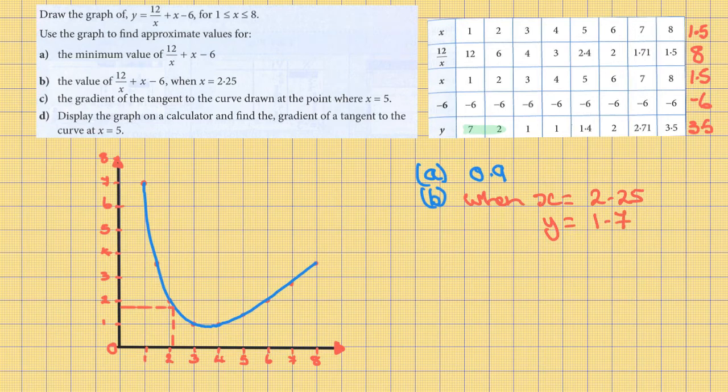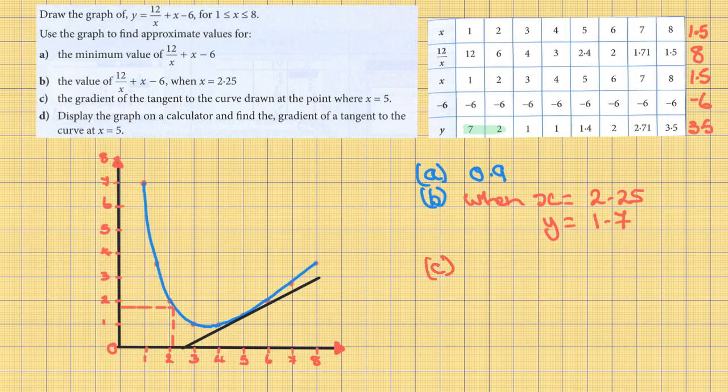In part C, you are asked to find the gradient of the tangent drawn at the point where x is 5. So we need to draw a tangent, which is a straight line which touches a curve at only one point. So the tangent at x equals 5 will touch the curve only where x equals 5.